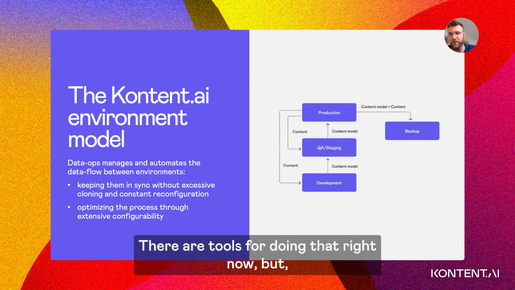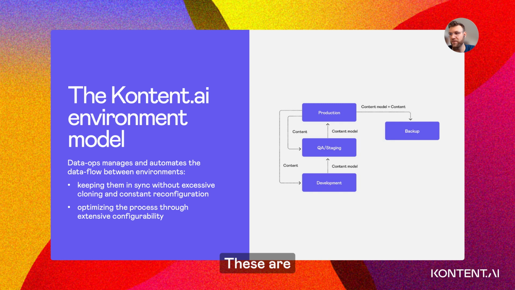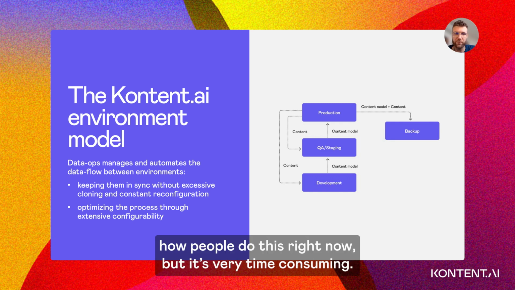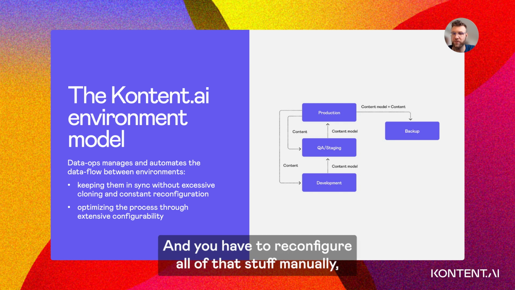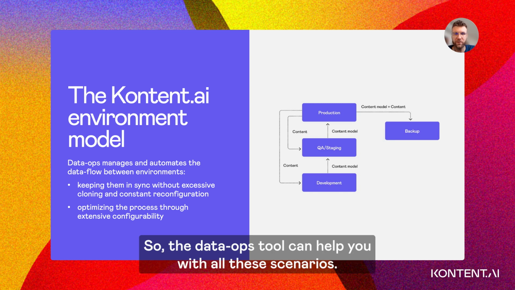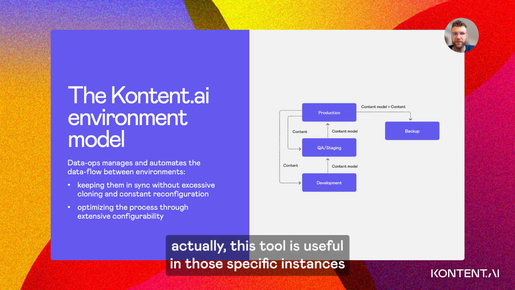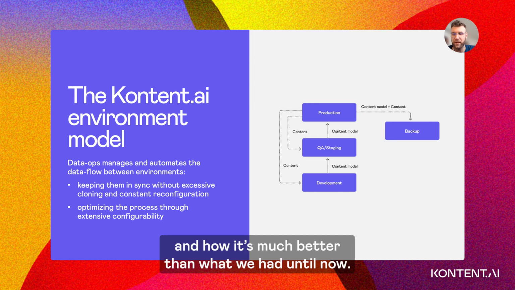There are tools for doing that right now, but they involve cloning the production environment and resetting everything up. These are the typical implementations of how people do this right now, but it's very time consuming, and you have to reconfigure all of that manually, or you do some partial custom scripting between these environments. So the data ops tool can help you with all of these scenarios, and in the next slides we will see how this tool is useful in those specific instances, and how it's much better than what we had until now.